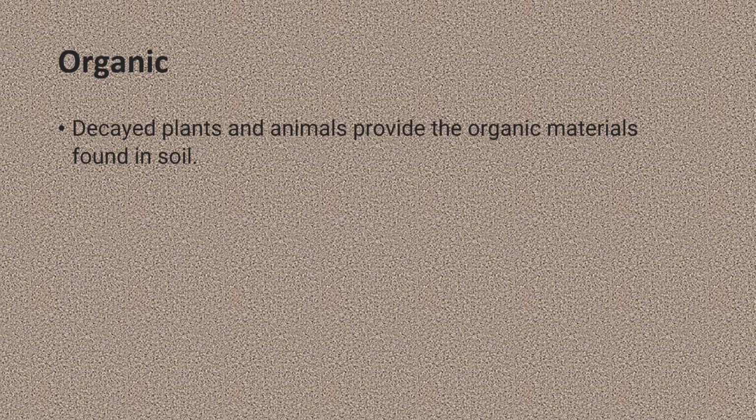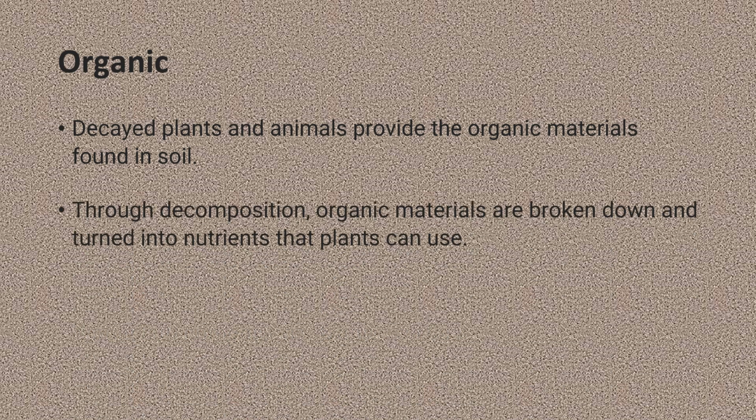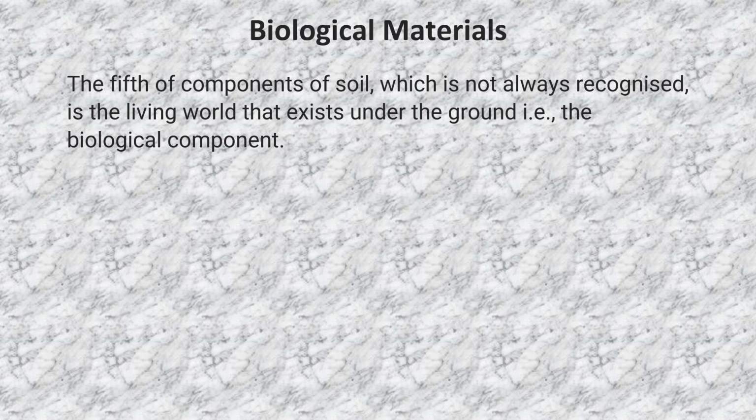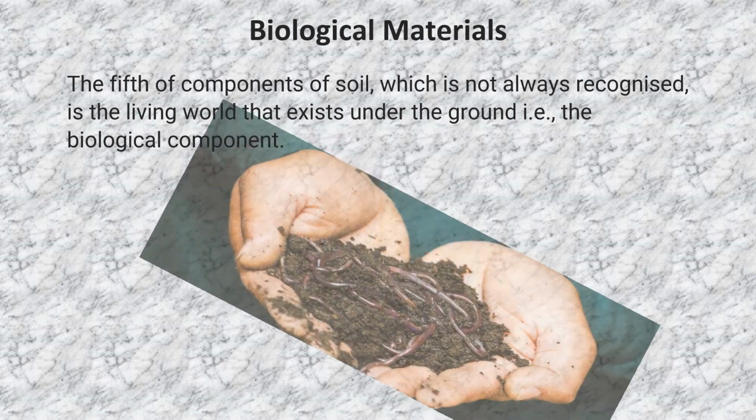Organic. Decayed plants and animals provide the organic materials found in soil. Through decomposition, organic materials are broken down and turned into nutrients that plants can use. Mineralization also occurs through decomposition, and through this process organic materials become inorganic. Biological materials. The fifth of the components of soil, which is not always recognized, is the living world that exists under the ground, i.e., the biological component.